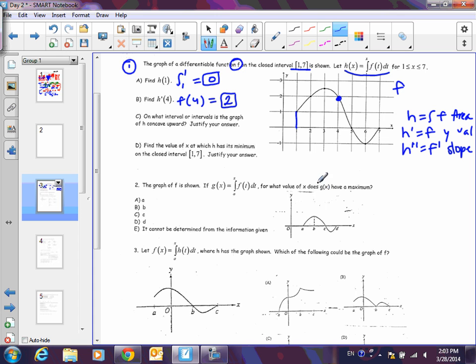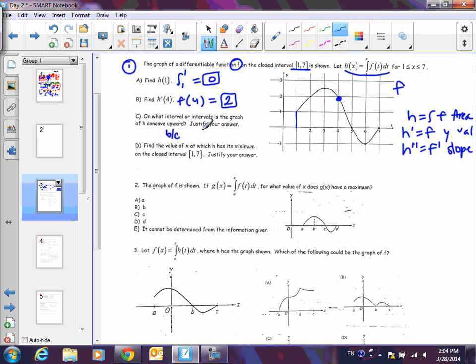Okay, so this is a real AP test. So neither one of these were really that hard to do. Okay, part C says, on what interval or intervals is the graph of H concave up? Justify your answer. So I'm going to leave a little bit of space, and I'm going to write because, and go ahead and write my justification. That's going to be good because I need it to get all the points, but also it's going to help me know what to look for.